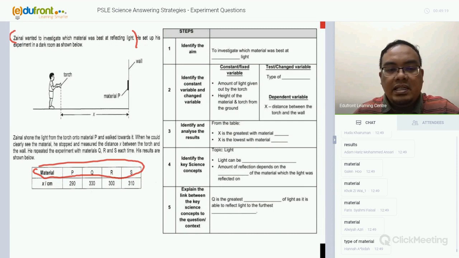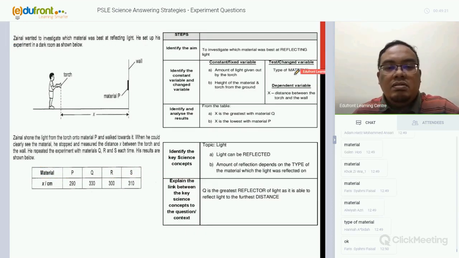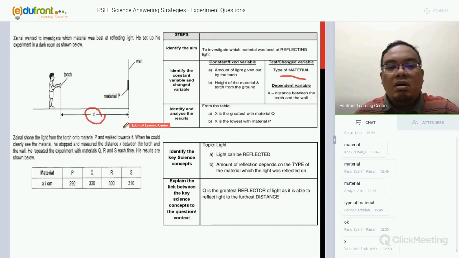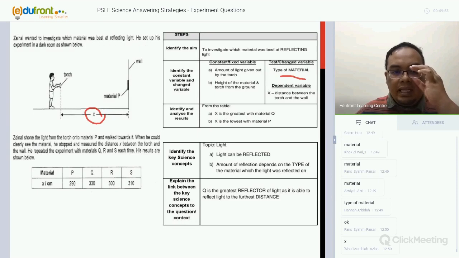Now let's take a look at the next one. So change variable, the type of material. The dependent variable, which is x, the distance between the torch and the wall. This is the dependent variable or the result of the experiment. And the fixed variable, everything else other than the type of material must be the same, right? Example, the amount of light given out by the torch. You cannot use different torch light for the same experiment. You cannot use one with brighter intensity, the other torch with lesser intensity. So it will not be a fair test.